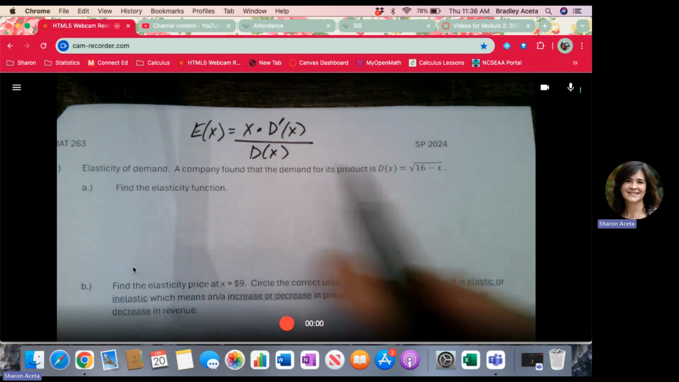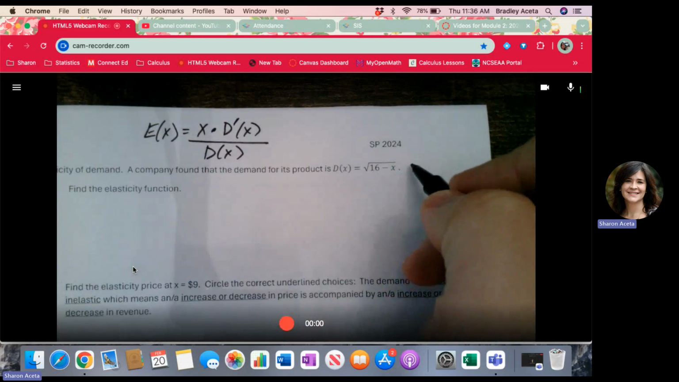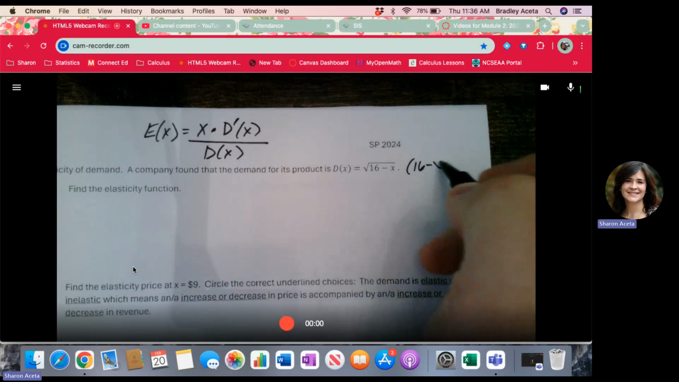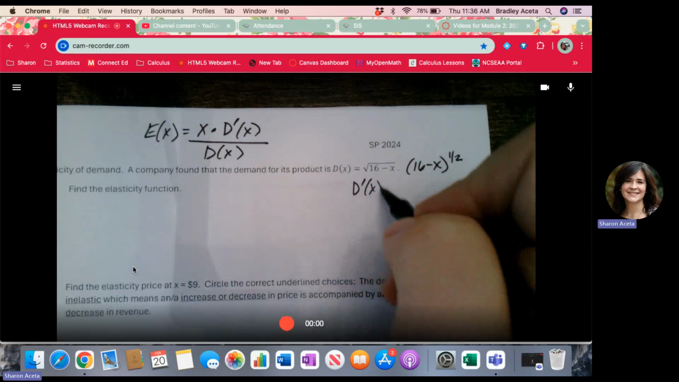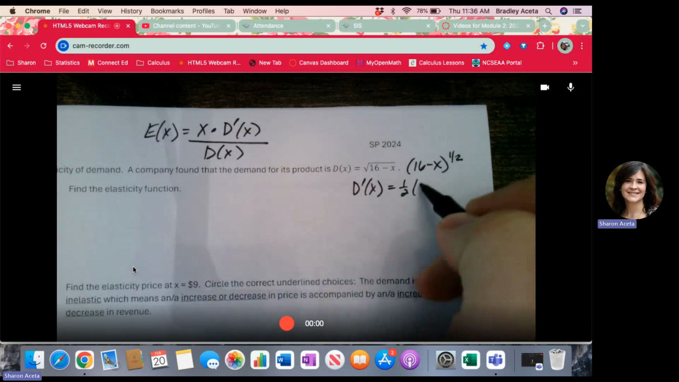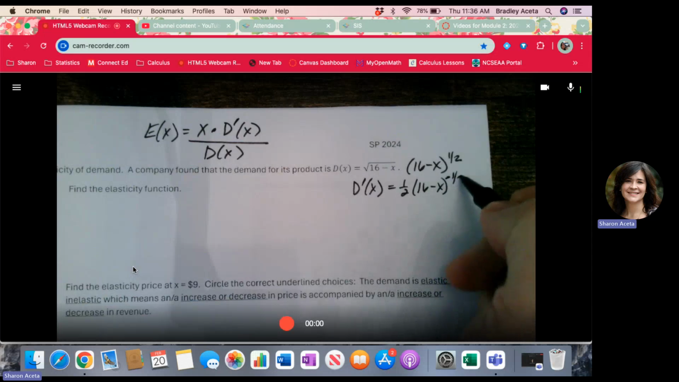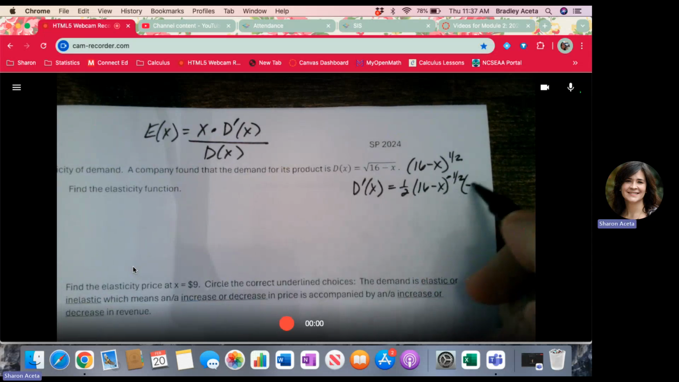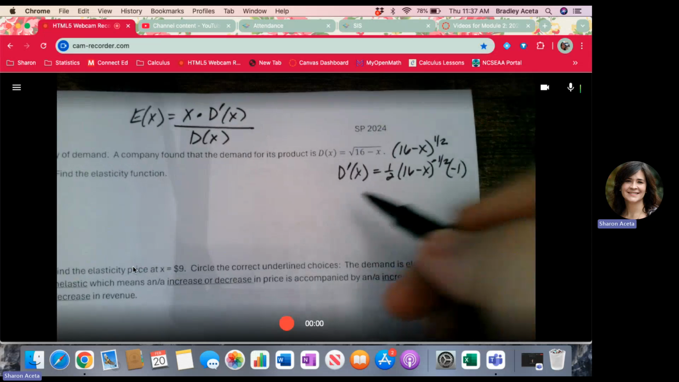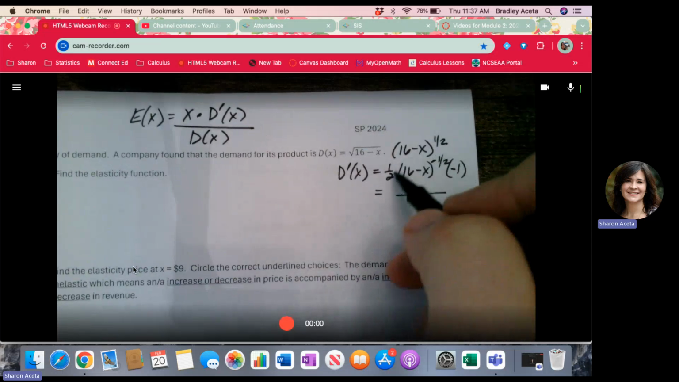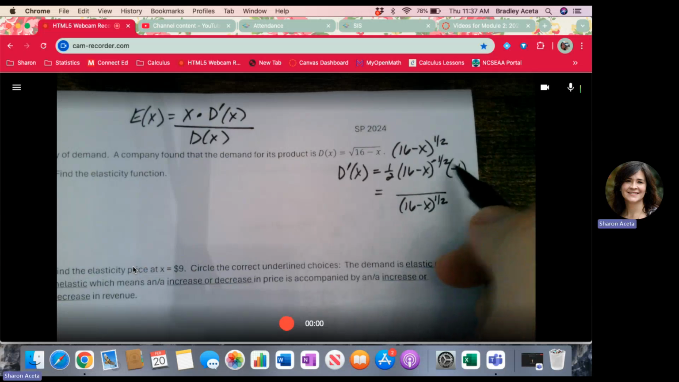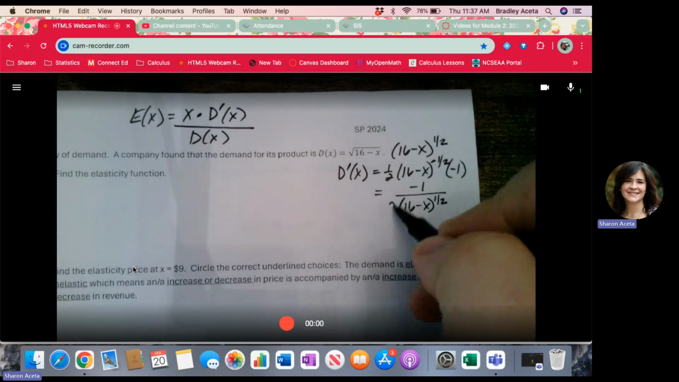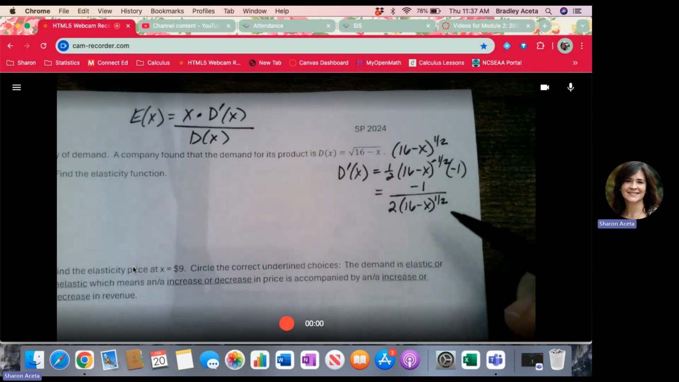Find the elasticity function. So what I would do here first is I would rewrite this as 16 minus x to the 1/2. I would take a derivative of that, which would be 1/2 times 16 minus x to the negative 1/2 times the chain of this, which is -1. And I would still clean that up. Obviously, this goes to the bottom, 16 minus x to the 1/2. -1 stays on top, and 2 also goes to the bottom. So this is actually a better formula right here for the derivative.